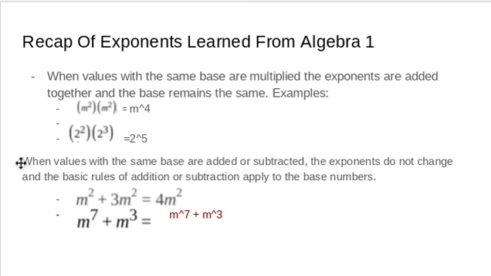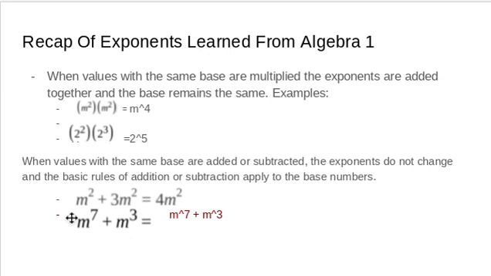When values with the same base are added or subtracted, the exponents do not change, and the basic rules of addition or subtraction apply to the base numbers. For example, m squared plus 3m squared equals 4m squared. Because they have the same exponents, we would add the coefficients. So 1m squared plus 3m squared is equal to 4m squared.